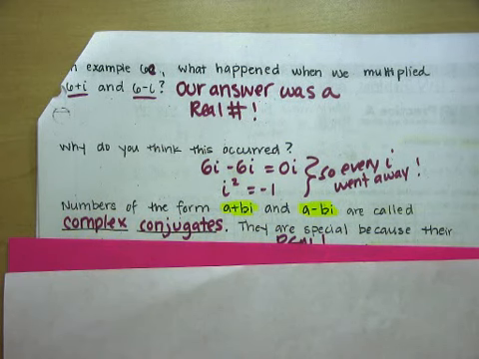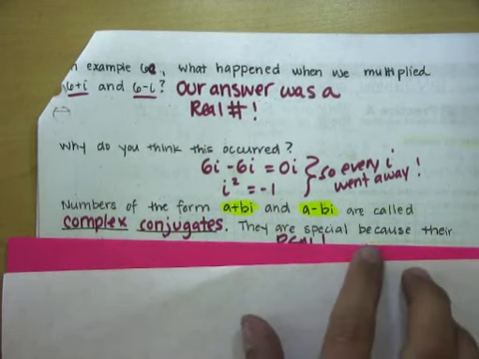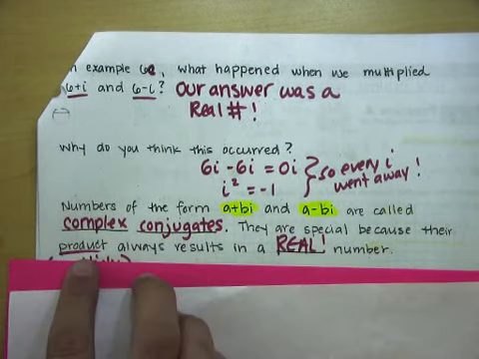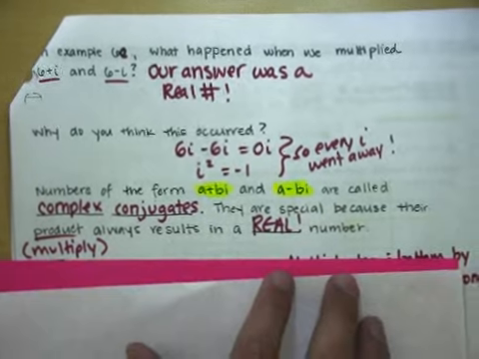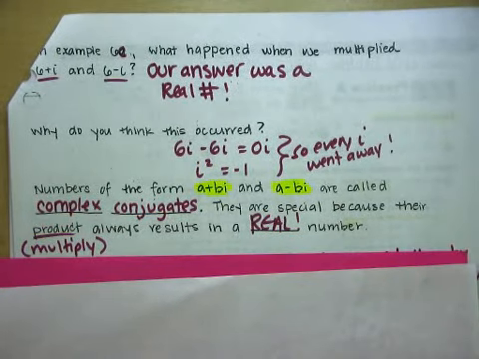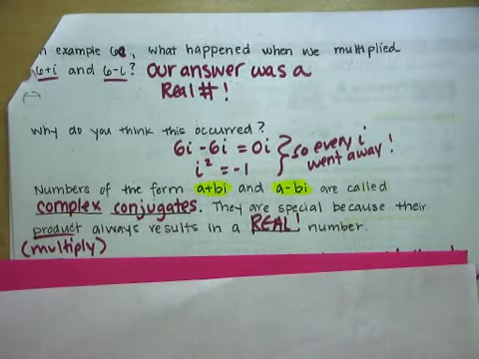C-O-N-J-U-G-A-T-E-S. Why they're special, why they're given a special name, is because their product, which means when you multiply them together, will always result in a real number. And we're going to use that fact when we're dividing imaginary numbers.